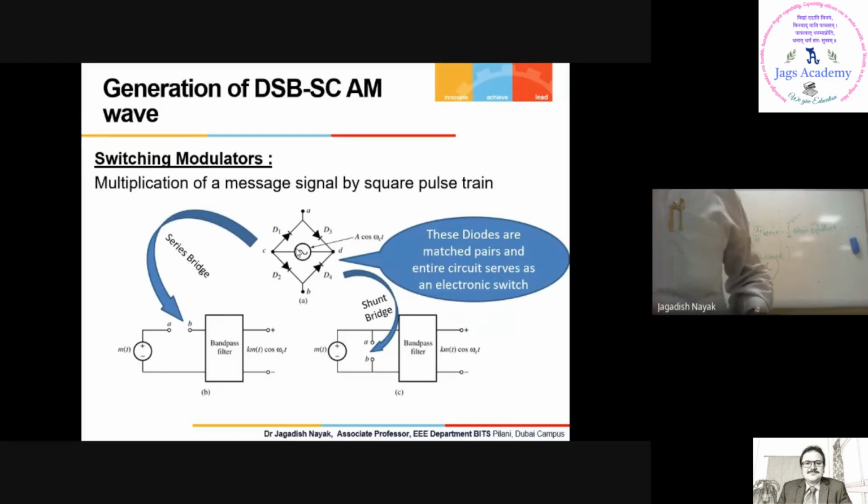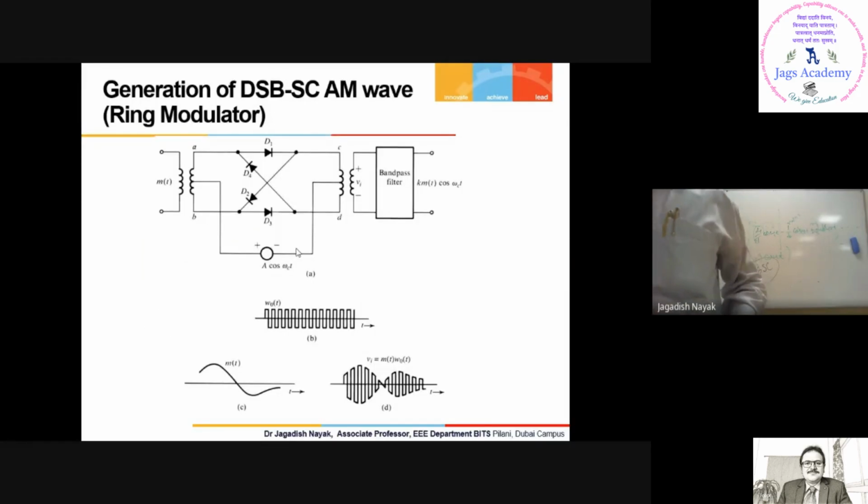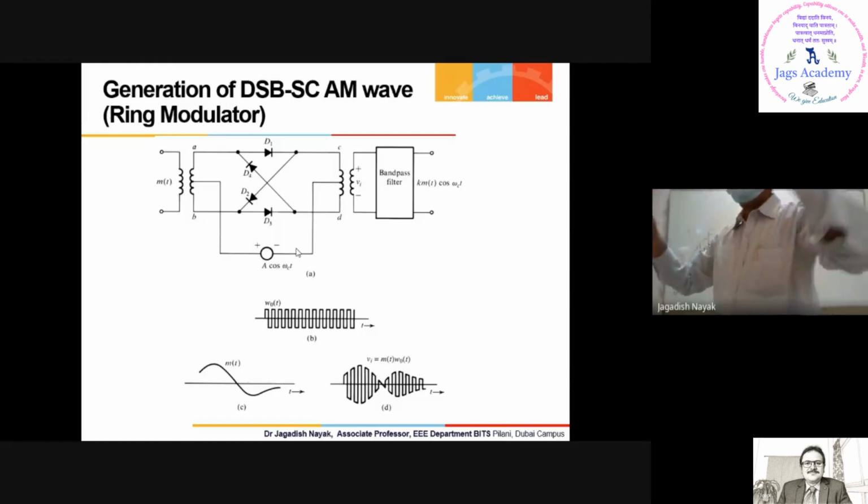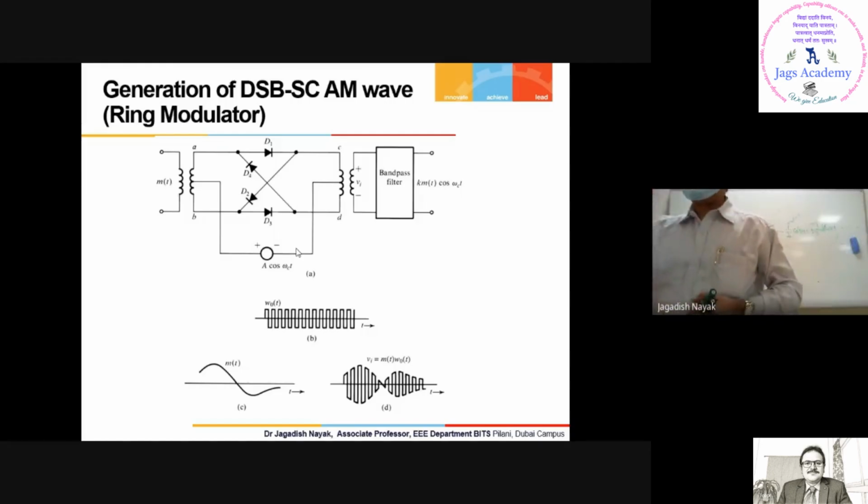Now, this is called a switching modulator. This is called a ring modulator. What is the difference between these two? Only the diode arrangement is different, that's all. The principle is the same. Here also you are generating a square wave and multiplying it by M of t. See the circuit here.